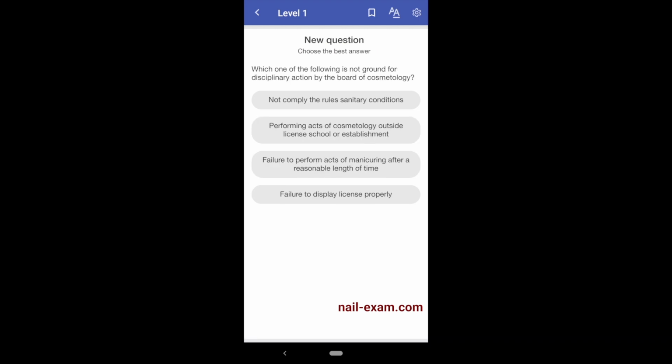Which one of the following is not grounds for disciplinary action by the Board of Cosmetology? Answers: A. Not complying with the rules of sanitary conditions. B. Performing acts of cosmetology outside a licensed school or establishment. C. Failure to perform acts of manicuring after a reasonable length of time. D. Failure to display a license properly. The answer is C.